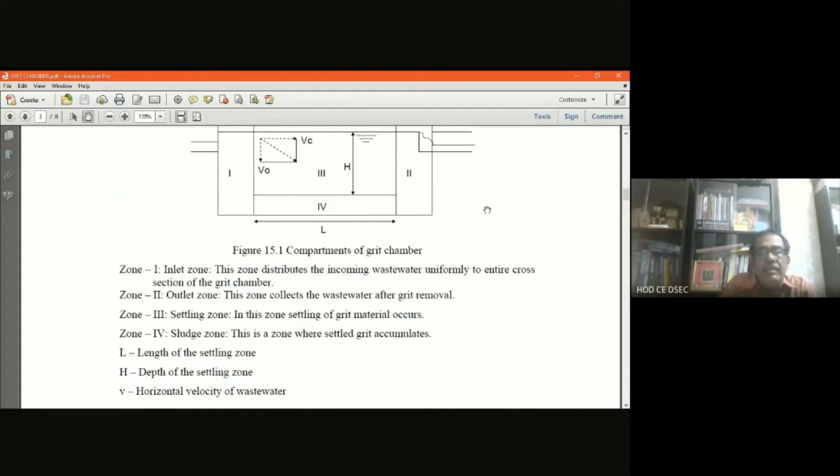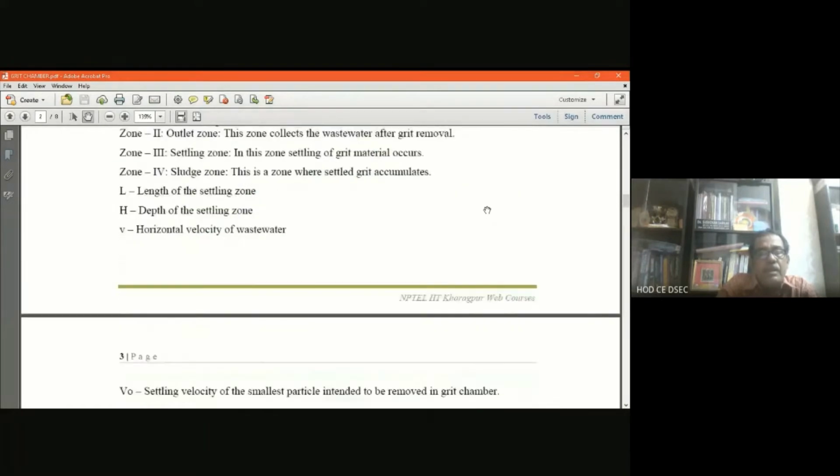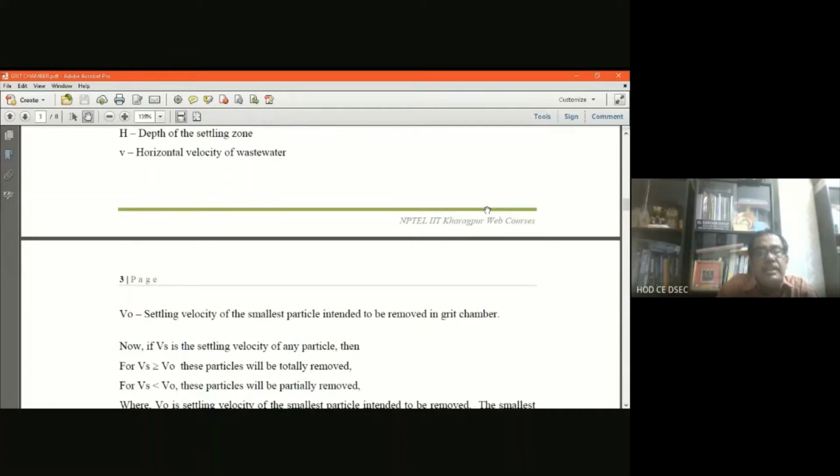Now L is the length of the settling zone. Inlet and outlet are extra beyond that length if you consider the figure. H is the depth of the settling zone, also excluding the portion of the sludge zone. The horizontal velocity is small v, the velocity of the wastewater. And what is V0? It is the settling velocity, the vertical velocity of the smallest particle intended to be removed in the grit chamber.